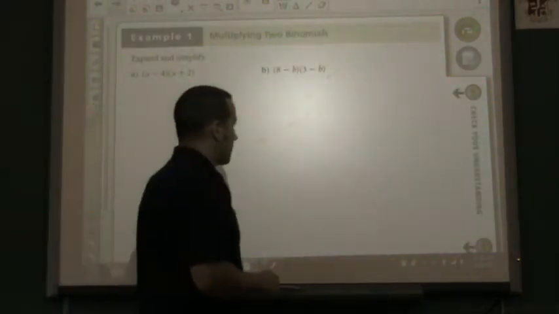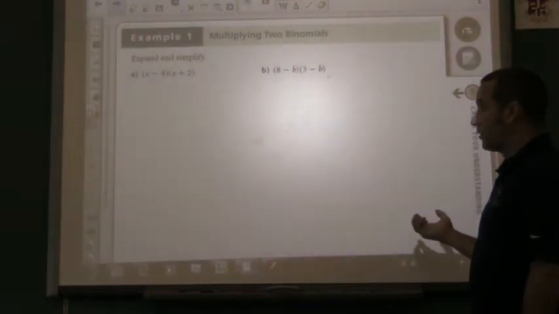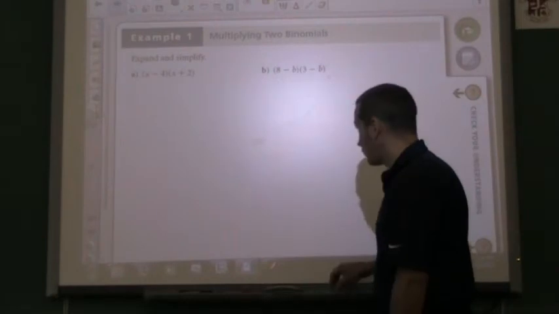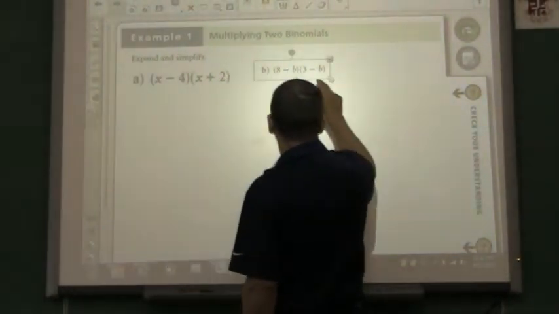Okay, so let's try a couple of examples here. We're going to use the distributive property to figure these out, and then we'll see how that works. All right.